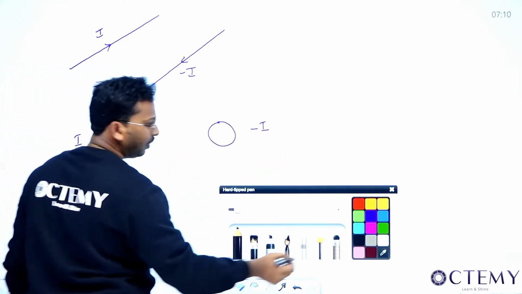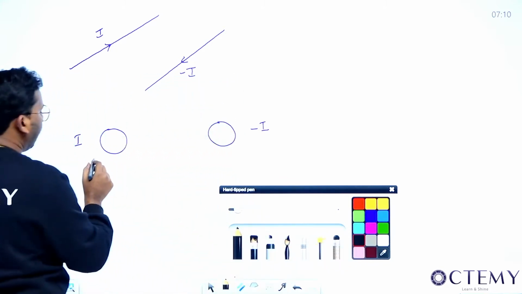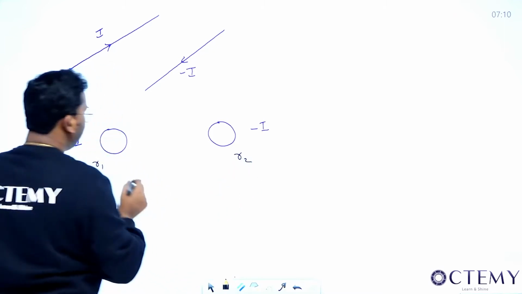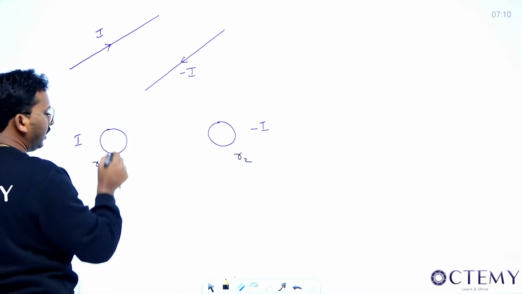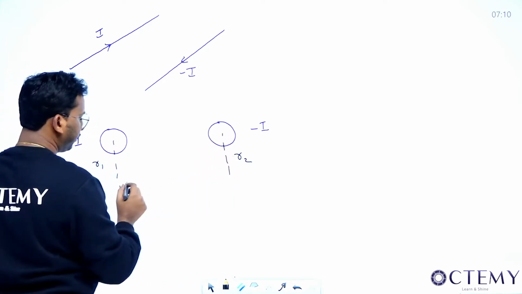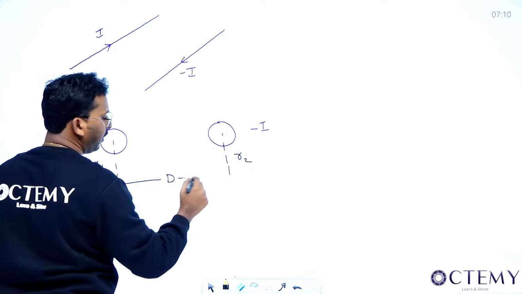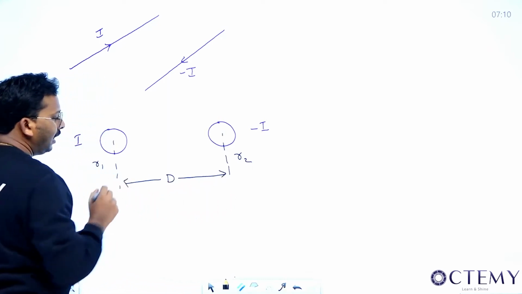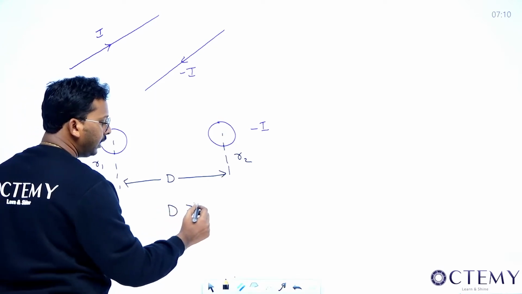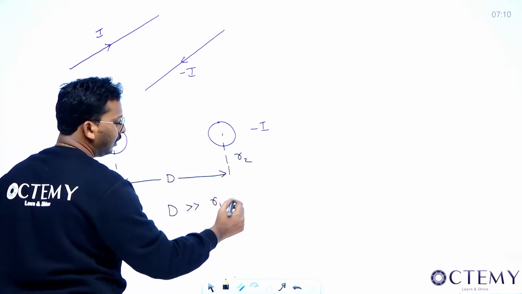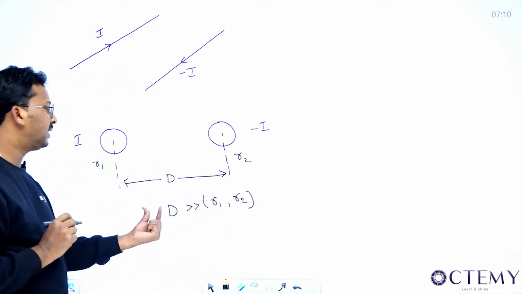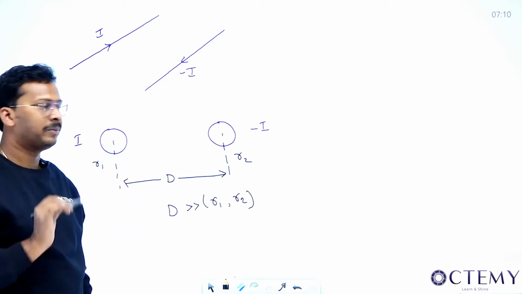Let the radius of this conductor be R1 and the radius of the other be R2. Let the distance from center to center be d meters. A small assumption we will take is that the distance d is generally greater than either r1 or r2, or else we'll have to take it from the surface. Whenever the distance is very large, I can take it from the center only.